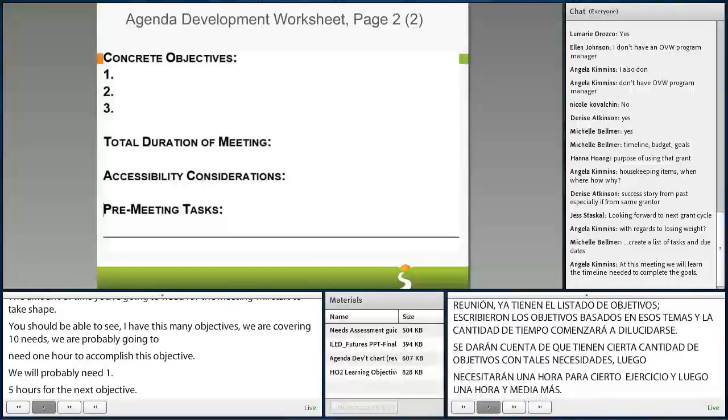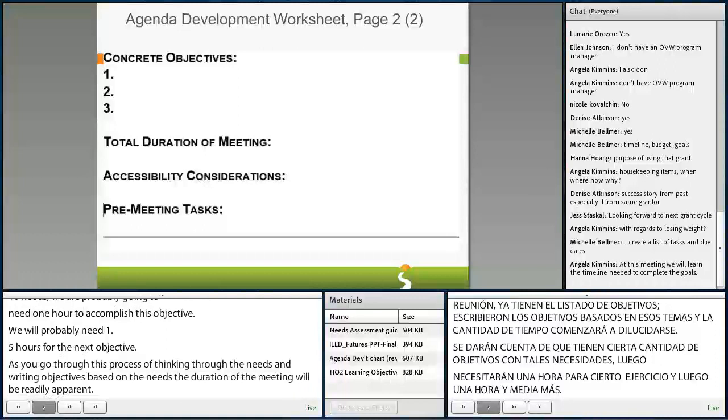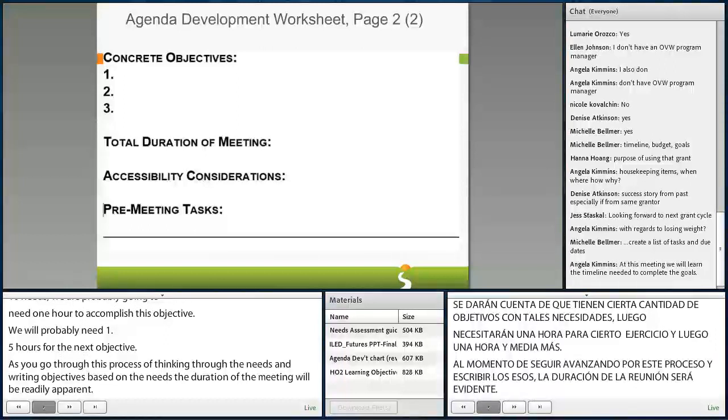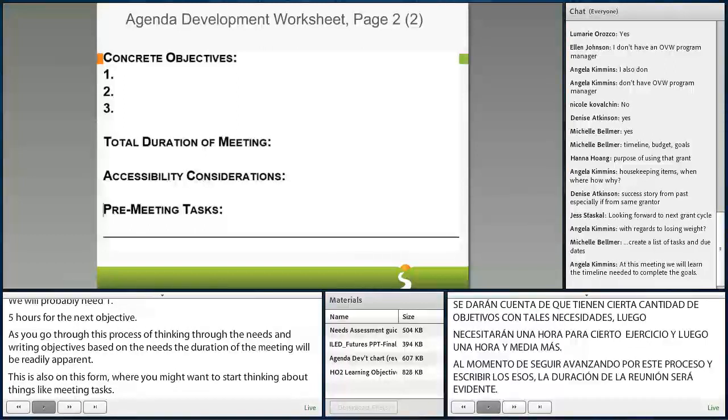This is also on this form where you might want to start thinking about things like pre-meeting tasks. So what do you think I mean by a pre-meeting task? Does anybody want to write into the chat what I might mean by that?